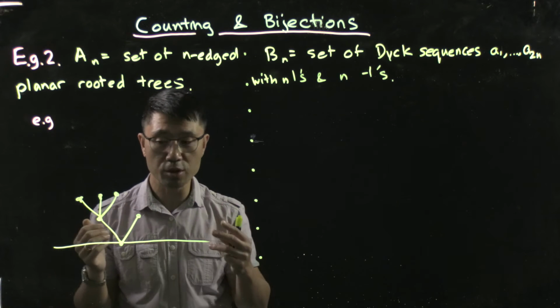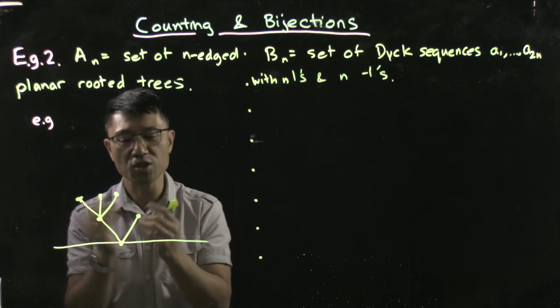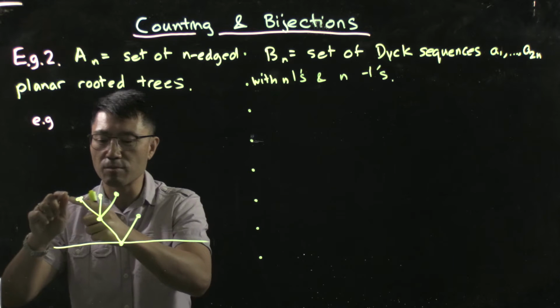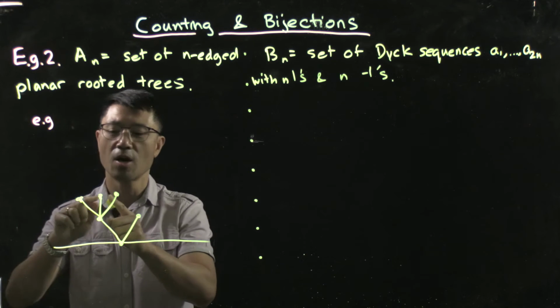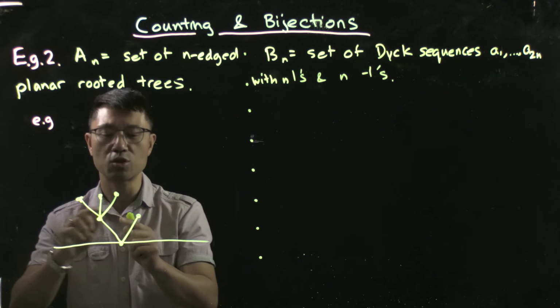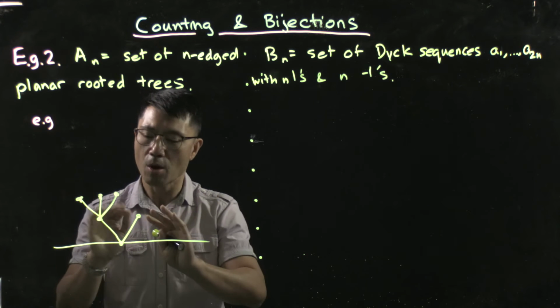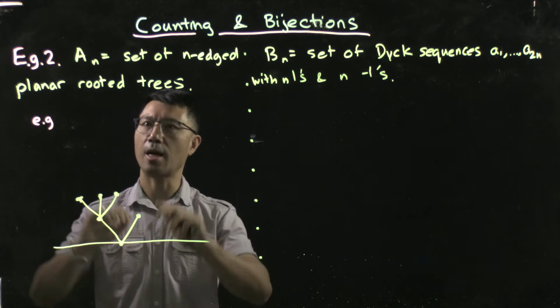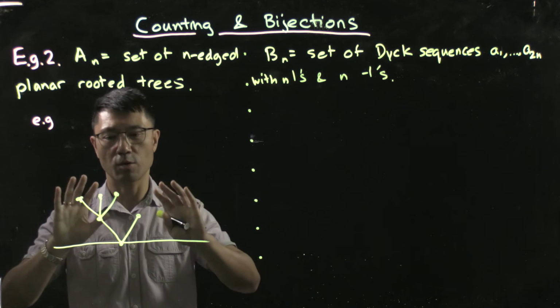Now, 2 planar rooted trees are considered the same if essentially they look the same. So it doesn't matter if you move this one slightly over to the left or move this one somewhere in between the other 2. Motions like that are going to be the same. Okay, and that's considered a planar rooted tree.